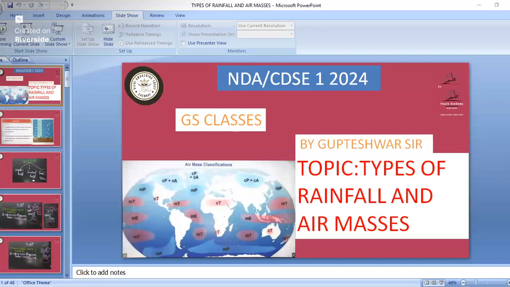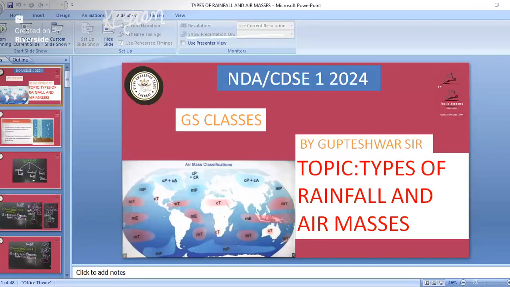These are for the source region. If air mass is there from that particular region, then that air mass should fulfill all these three conditions. That particular source region, that land part, should fulfill all those three conditions. Then only will you have air masses in those particular parts.